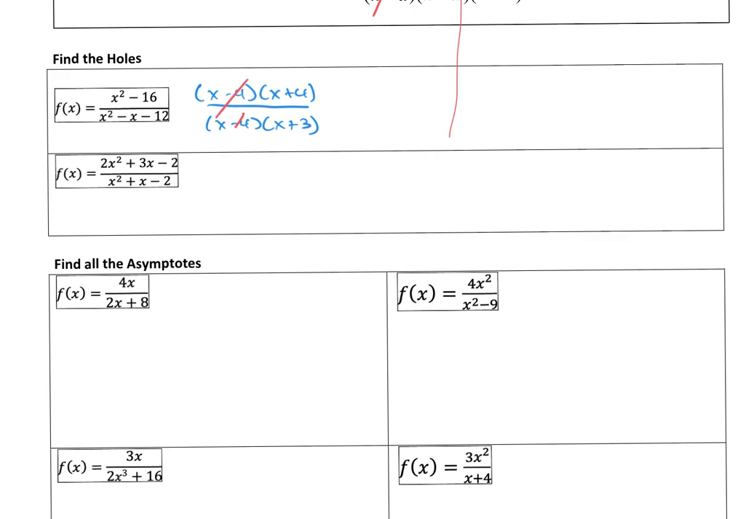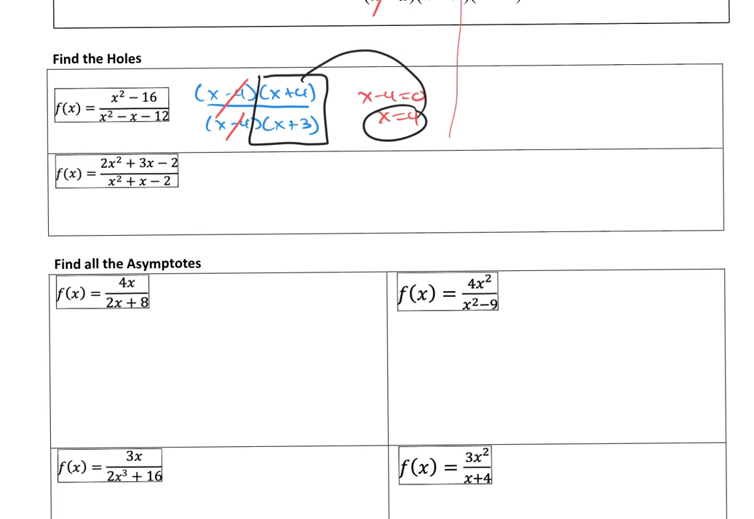Because those cancel out, I'm going to use that factor to identify where my hole is. I take that expression x minus 4 is equal to 0, and when we solve it, we get x is equal to 4. So I know that I'm going to have a hole when my x value equals 4, but we also need to identify the y value. In order to identify the y value, we're going to take that value and plug it into the remaining expression after we simplified.